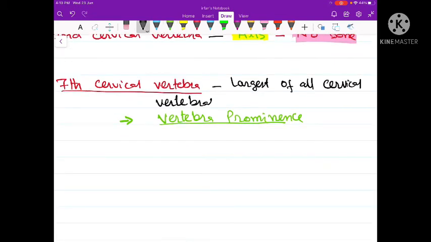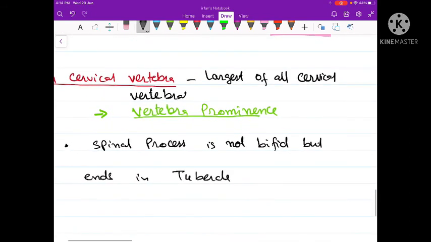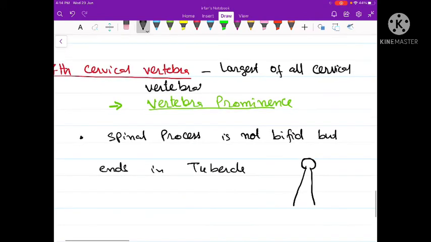I will show this here. In the case of this vertebra, the spinous process is not bifid, but the process ends in a bulb-like structure called the tubercle. If I have to show this diagrammatically, this is the spinous process. Instead of being pointed, it will end in a tubercle. This is the unique feature of the seventh cervical vertebra, which is also called the vertebra prominens.